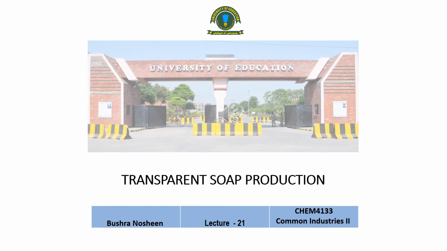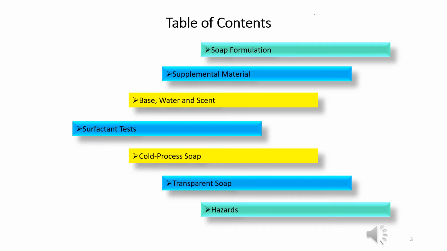Common Industries 2, lecture number 21 is Transparent Soap Production. Table of Contents. The table of contents of this lecture are soap formulation, supplemental material, base water and scent, surfactant tests, cold process soap, transparent soap, hazards.